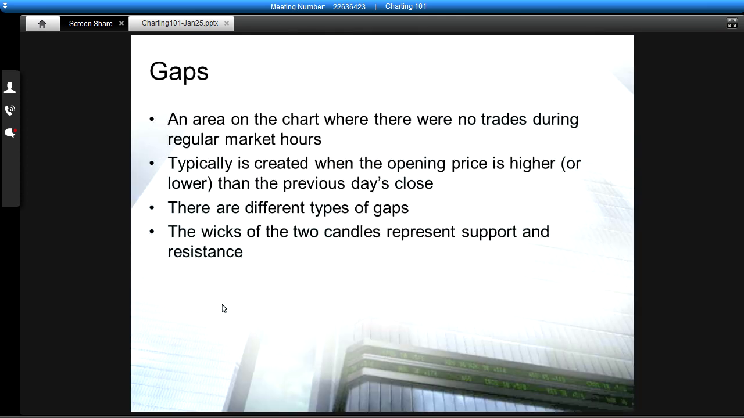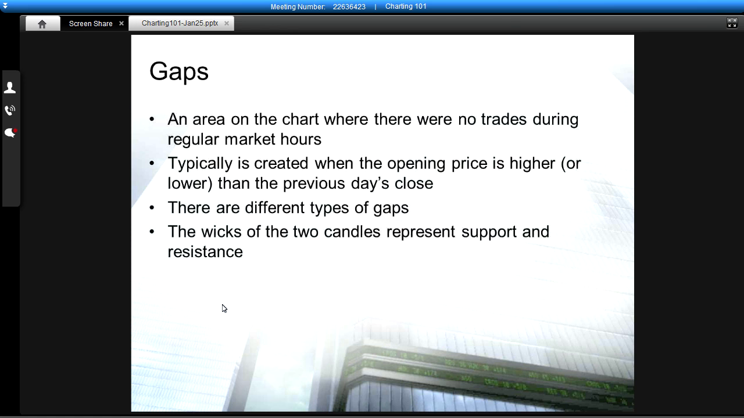A gap is an area in the chart where there are no trades during regular market hours. This means that the price closed at one point, and during extended hours, both in the evening and then the early morning, traders bought or sold that stock and made the price jump more than what it was the previous day.